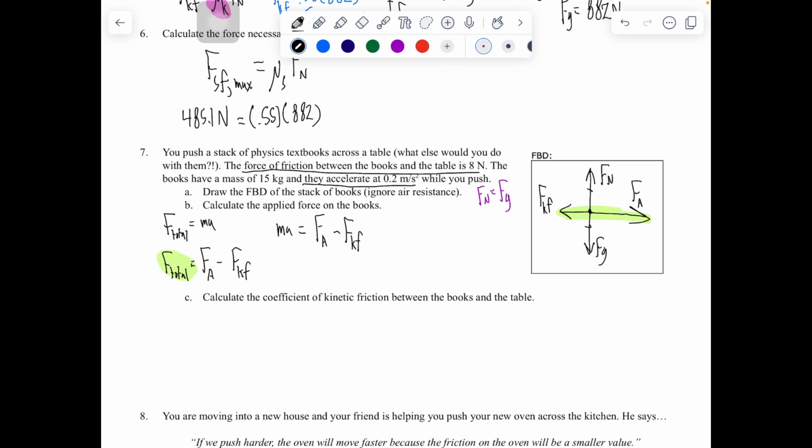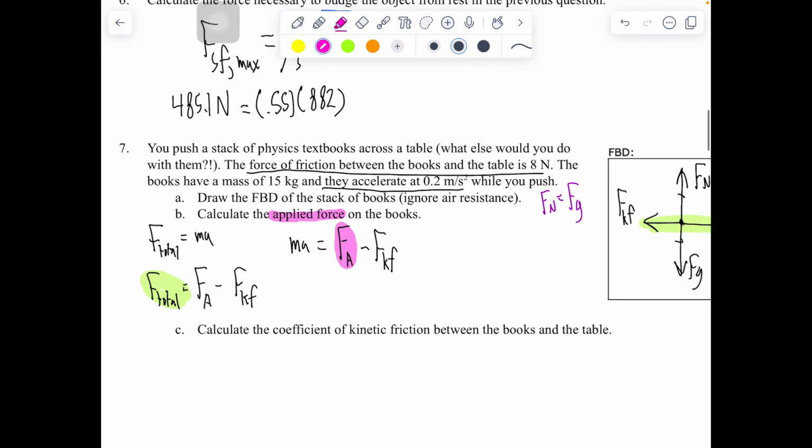And now we start to see, okay, applied force is our end goal. Our end goal is to calculate the applied force. Well, applied force, it shows up in our equation. If we can just solve this equation for applied force, we'll have our answer. So what do we need to get there? Well, we need our mass. Okay, we have that. Our mass is 15 kilograms. We need our acceleration. We have that, 0.2. Our applied force is what we're solving for. We need our kinetic friction. We have that, it's 8 newtons. You have everything to now just go ahead and solve.